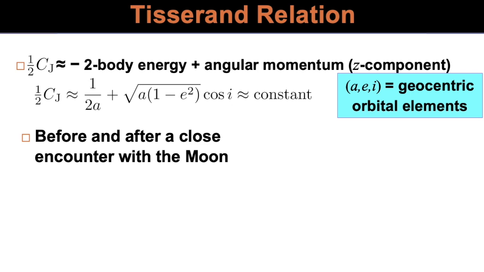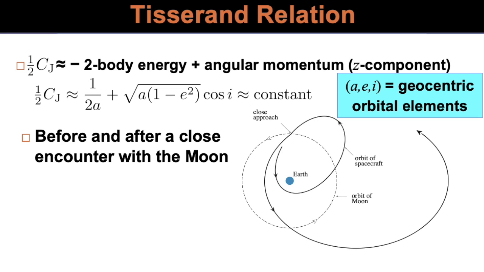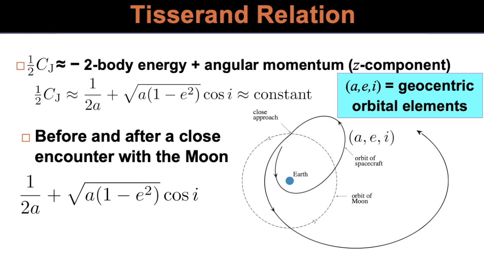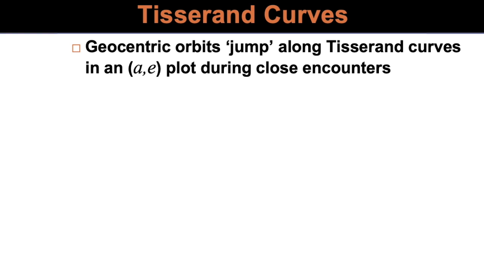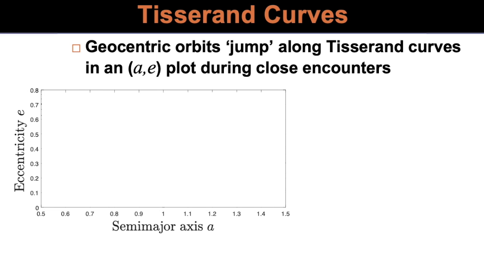What this can be used for is understanding what happens before and after a close encounter with the Moon. So this is just showing some schematic of a trajectory that has a close approach to the Moon. If we know what the orbital elements are before a close encounter, that should equal what the orbital elements are after the close encounter, even though these could be dramatically different. So just to show that, again, these geocentric orbits seem to jump along Tisserand curves. I say jump because the timescale of a close encounter is just much shorter than the geocentric orbit.